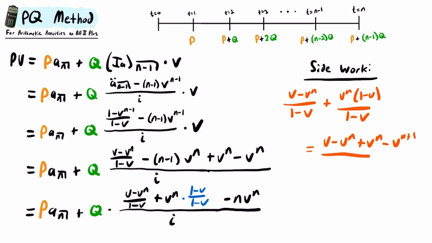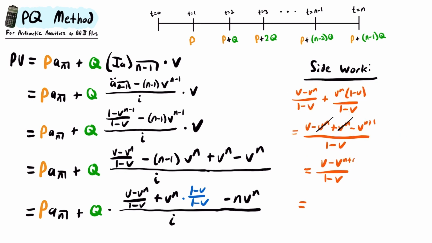And all of that is divided by 1 minus v. Now here's what's cool. Notice that we have a negative v to the power of n and a positive v to the power of n. Those cancel out, and so you just have v minus v to the power of n plus 1, divided by 1 minus v, and these two terms have a common factor of v that you can pull out, so I'll do that here. This would be equal to (1 minus v to the power of n) divided by (1 minus v), times v.